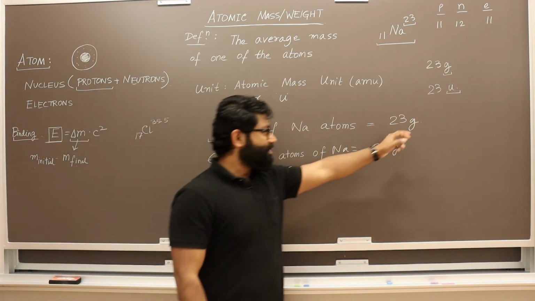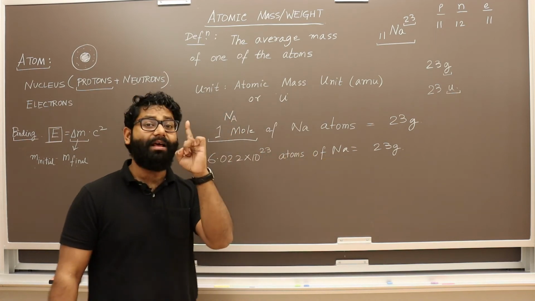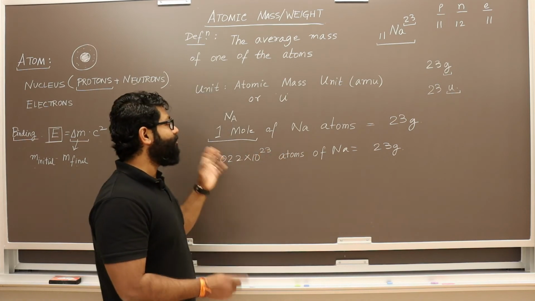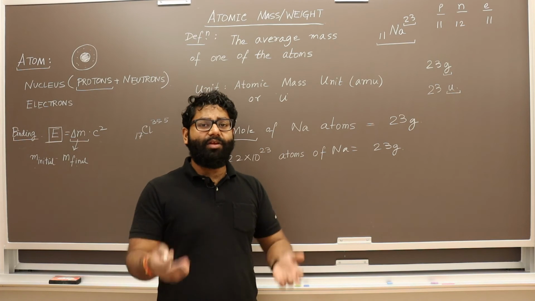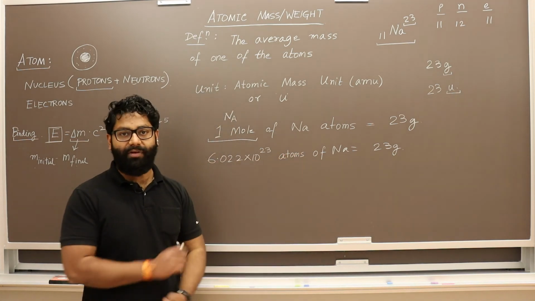If you say 23 grams, this doesn't mean that the atomic weight of one sodium atom is 23 grams. It is not. It is the atomic weight of 1 mole of atoms. Now, how do we calculate the weight of one atom? We'll just use the unitary method, right?